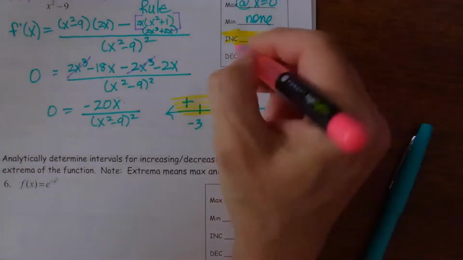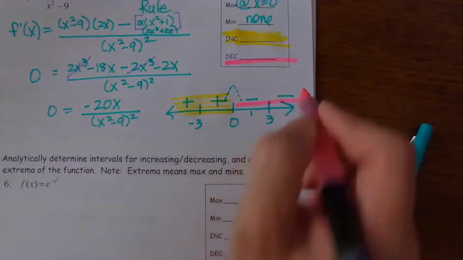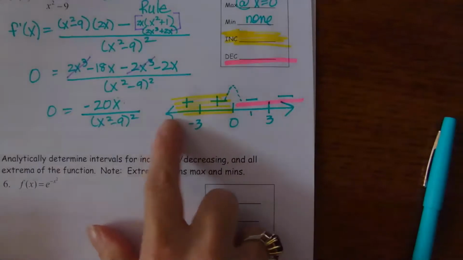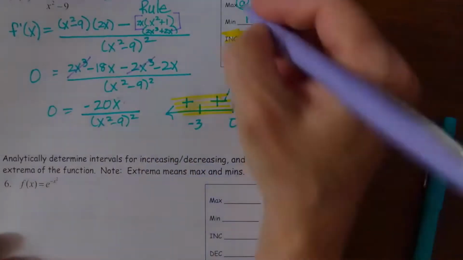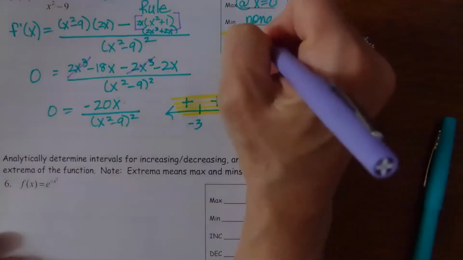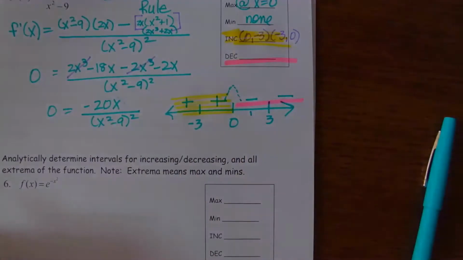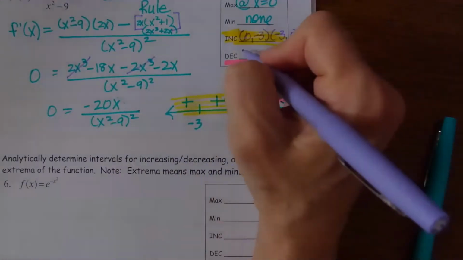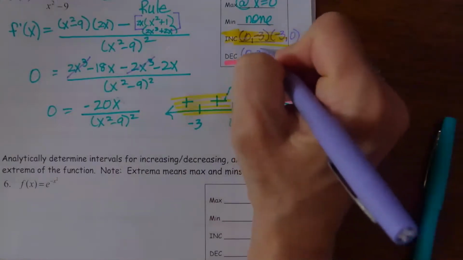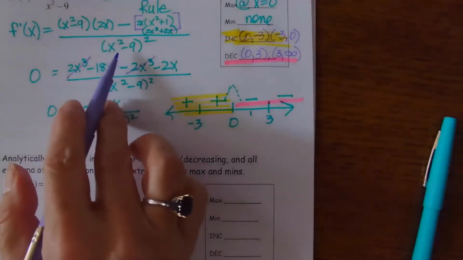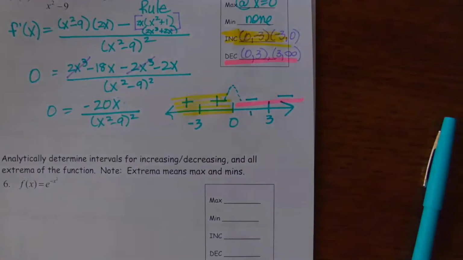And decreasing. Now this time, can we say it's increasing from negative infinity to 0, or do we need to break it up at the 3? Do we need to do this? We need to do that because we can't include the negative 3 this time. How come? Because it came from the bottom, and you know that if something makes the bottom 0, it's an asymptote. Right?